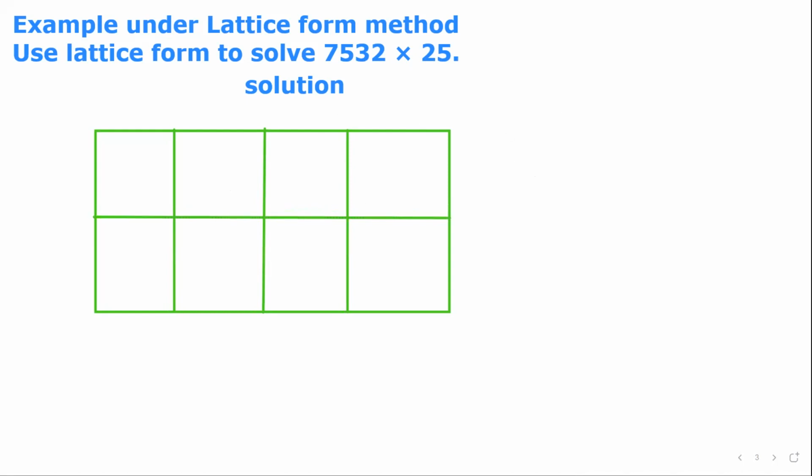Now you write the numbers here. Here is 7. The first box belongs to the 7. The second box here belongs to the 5. The third box here belongs to the 3.